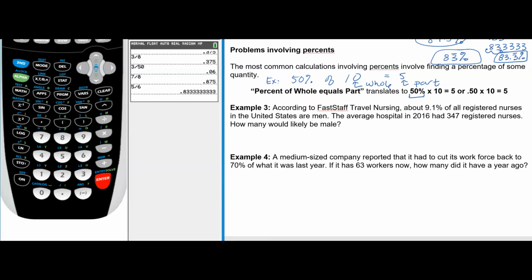So for example 3, let's just jump into an example. According to Fast Staff Travel Nursing, around 9.1% of all registered nurses in the U.S. are men. The average hospital in 2016 had 347 registered nurses. How many would likely be male? So we need to find 9.1% of 347 nurses.